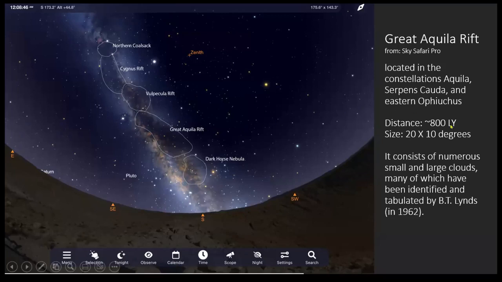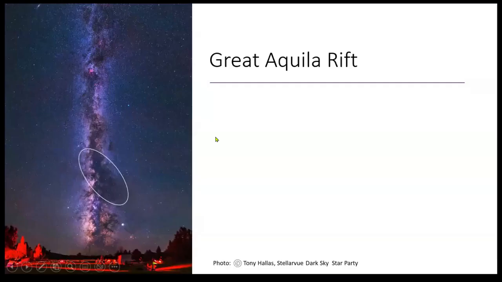It's a little bit farther away, 800 light years. Pretty big at 20 by 10 degrees. And in the Lynds catalog of dark nebulae, it has many, many dark nebulae in it. And if you're a deep sky observer, then that means something. But anyway, Lynds' dark cloud catalog is used by a lot of people. If you have any questions, just holler them out. So that's the Great Aquila Rift, just above the Dark Horse Nebula there.